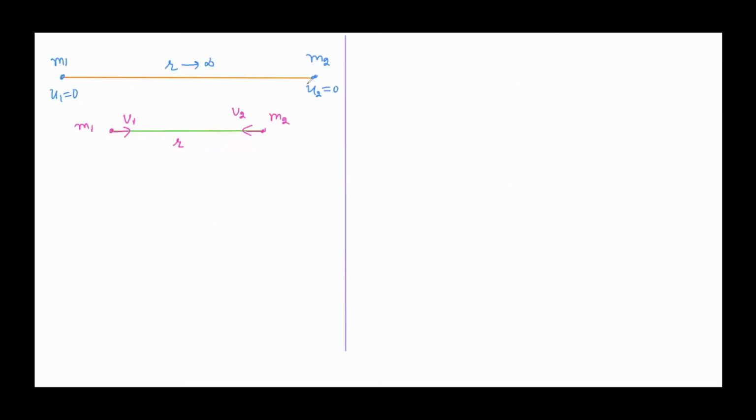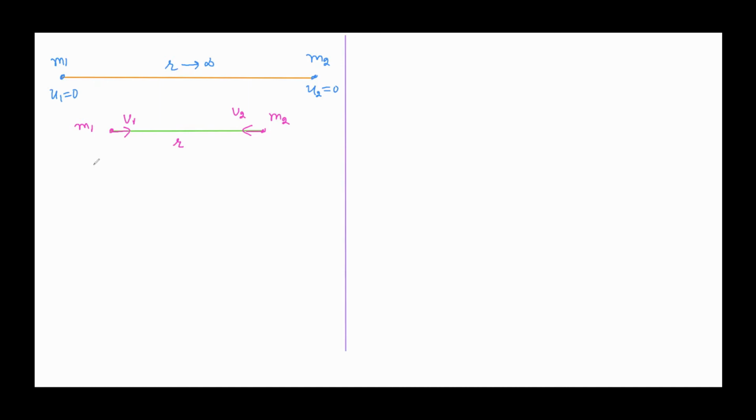Now in this question, it is given that there are two masses, one is m1, the other is m2. They are placed at infinite distance from each other. As a result of gravitational attraction, they start moving towards each other. The question is find their velocities, v1 and v2, and their velocity of approach when the distance between them is r.